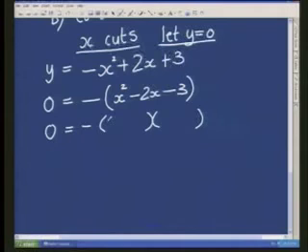Factorize. Our factors are going to be 3 and 1. Good. And how can I use the 3 and the 1 to get negative 2? So what signs must I put in my brackets? Which one must have a plus and which one must have a minus? The 3 must have a plus and the 1 has the minus.